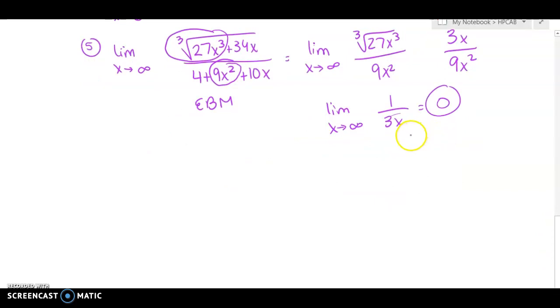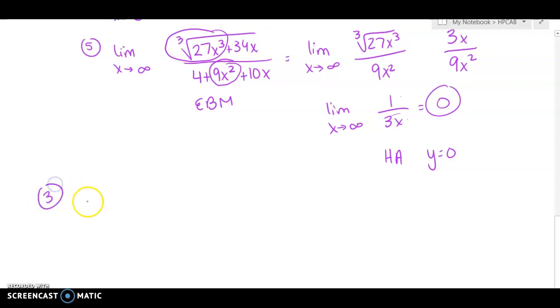The other thing to remember is that if the degree in the denominator is greater than the degree in the numerator, the horizontal asymptote is going to be y equals 0, and it's going to approach that horizontal asymptote as you go through.